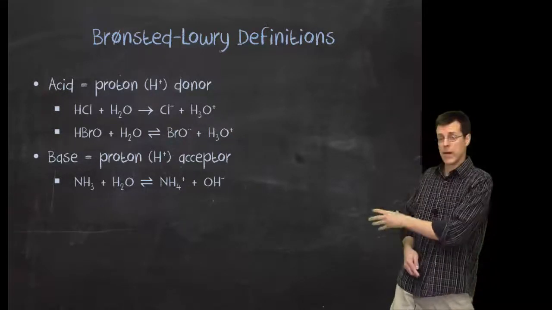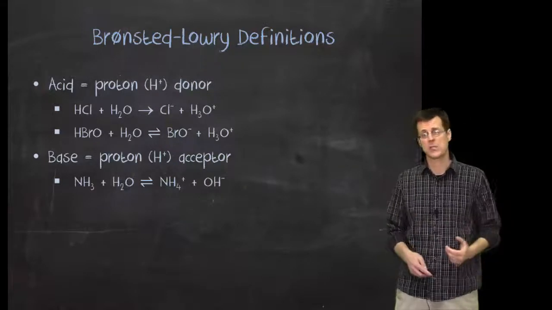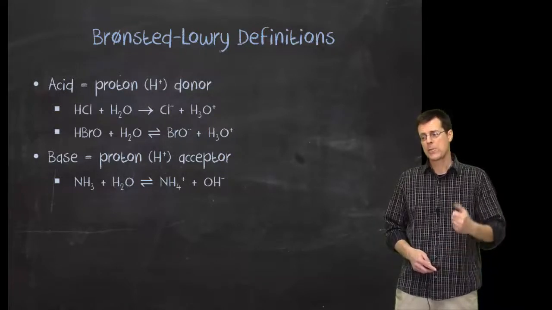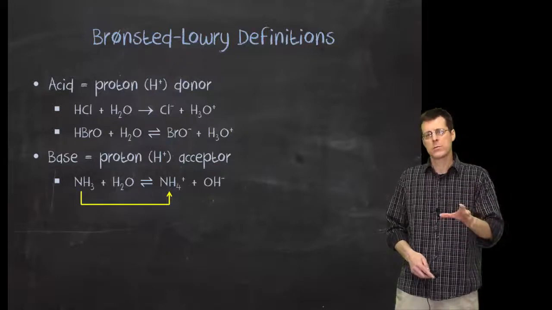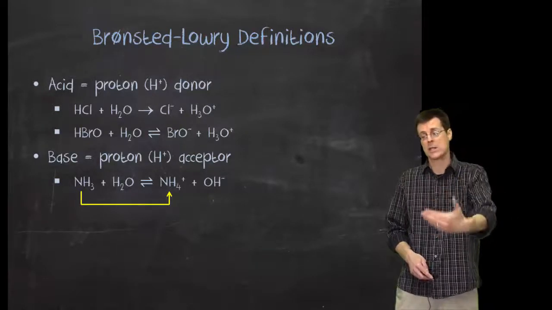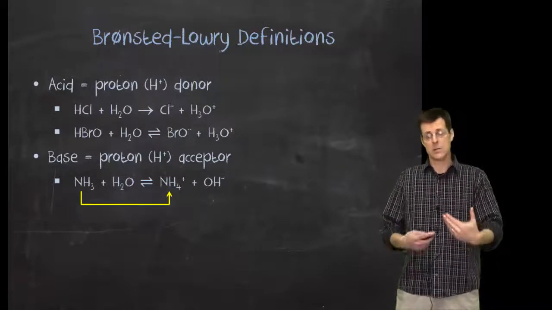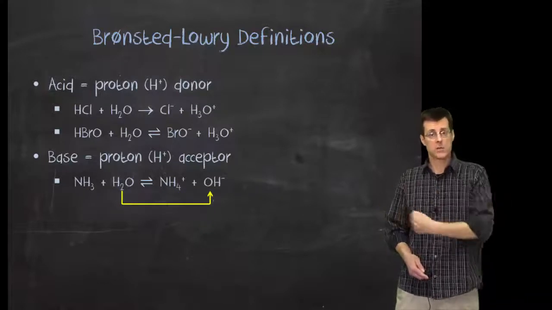So we could even look at that with the Arrhenius definition and say that actually ammonia shows itself to be a weak base under that definition as well. But if I follow the ammonia, NH3, through the reaction from the reactant side to the product side, I'll see that it has gained an H+, which we know to be a proton. So it's accepted a proton. And likewise, the water has then lost a proton.